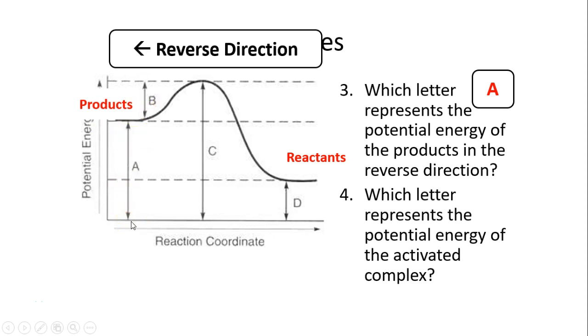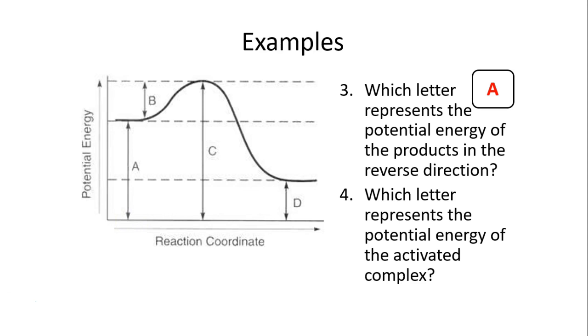All right, number 4, which letter represents the potential energy of the activated complex? Well, remember that the activated complex is right up there. And it doesn't matter if I'm going in the forward direction or the reverse direction. The activated complex is always on the top of the hill. So the letter that would represent from 0 to where the activated complex is would be C.